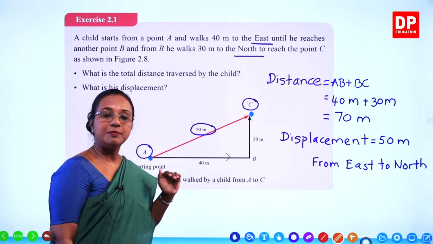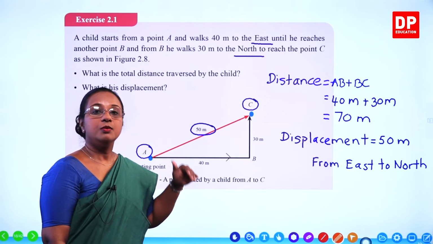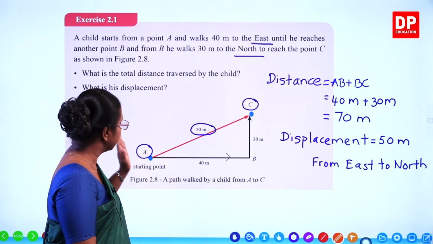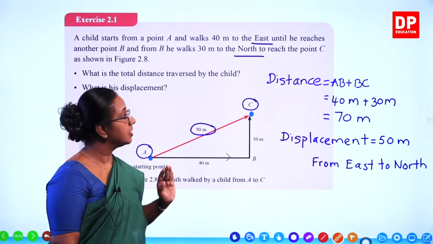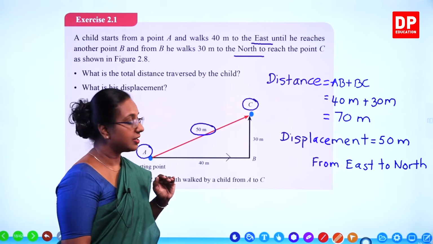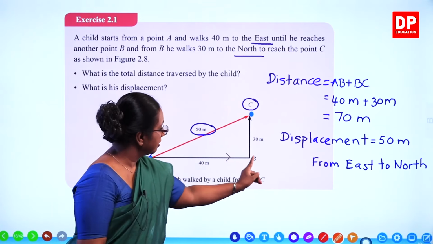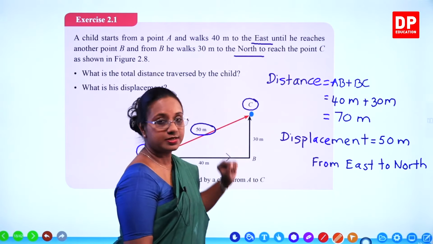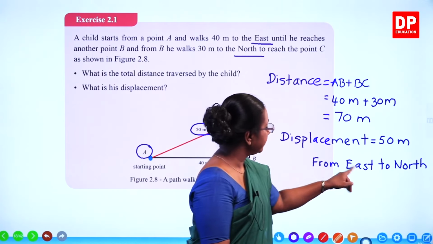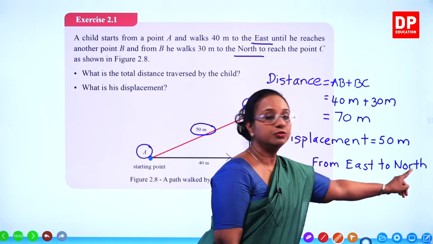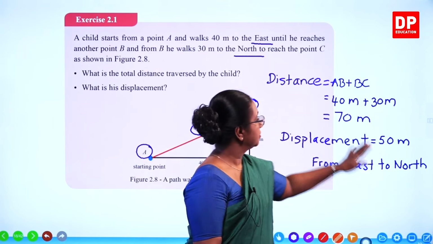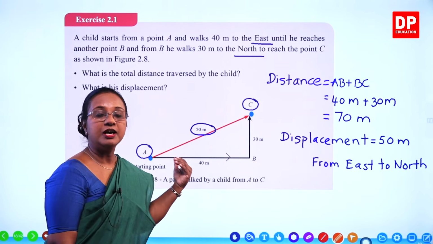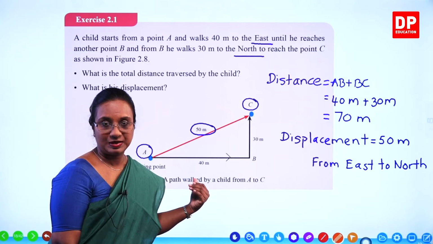So now you have a better understanding, children. When they do not specify a direction, we use only the letters given to us. When they tell us a direction like this, the initial movement was towards the east, then it was towards the north. So we write it as from east to north. So again, you can see the difference in the magnitudes of distance and displacement.